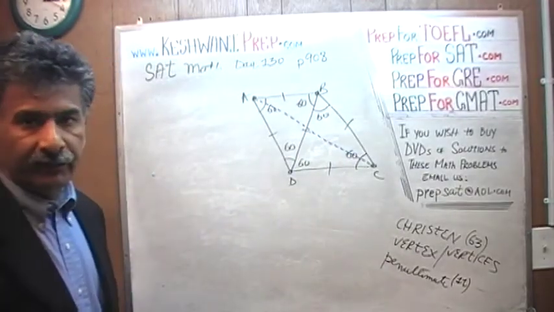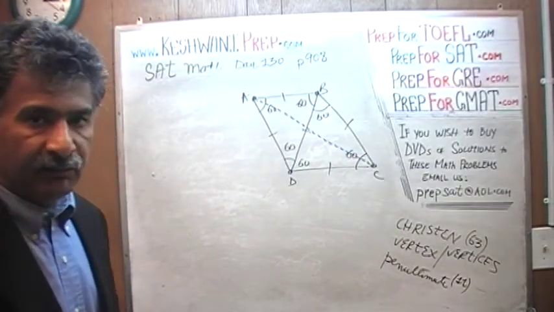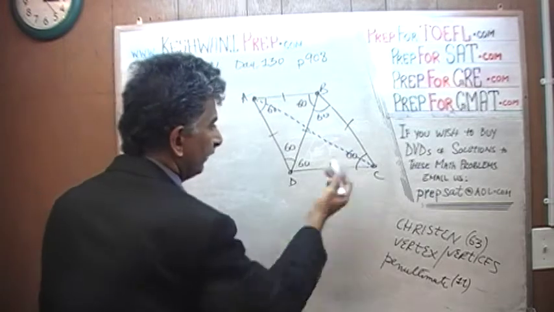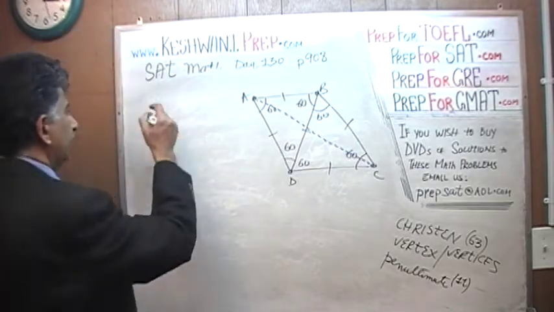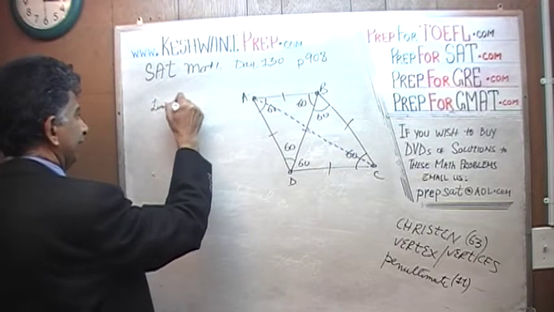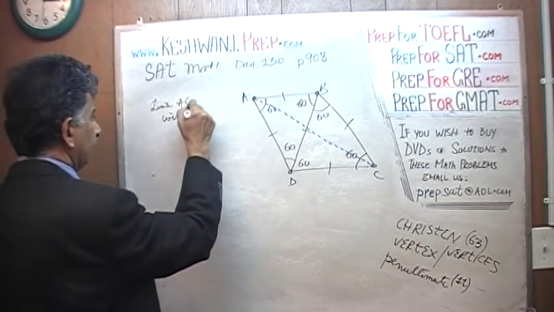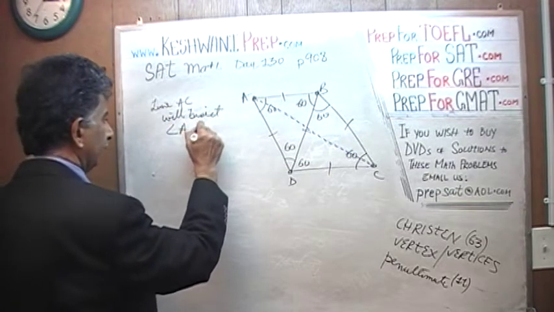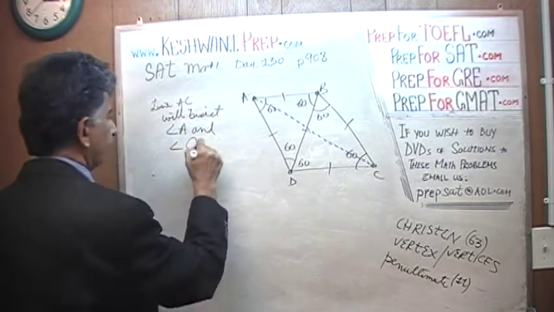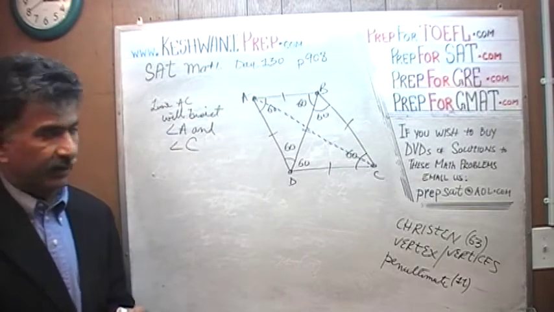When we connect it like this, what we have to understand is that this blue line that I just drew from A to C, line AC, will bisect angle A and angle C. What does bisect mean? It means cut in half.